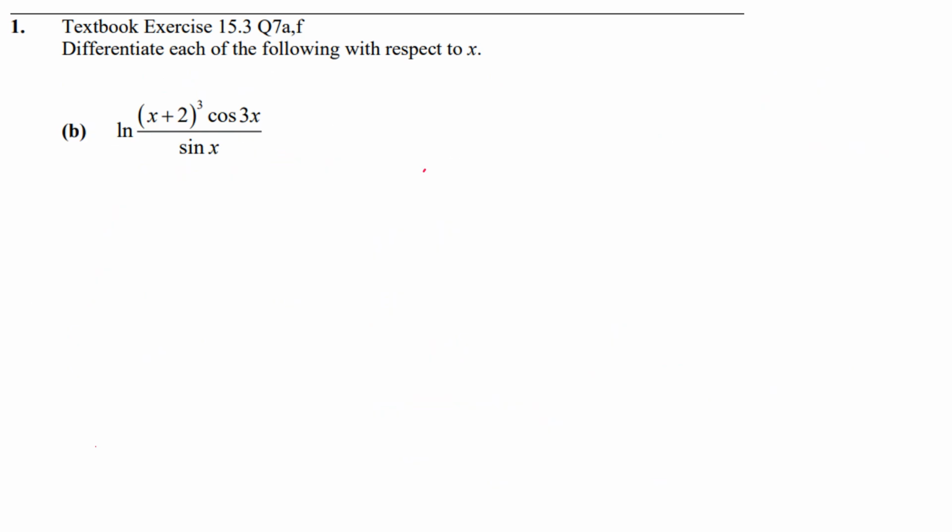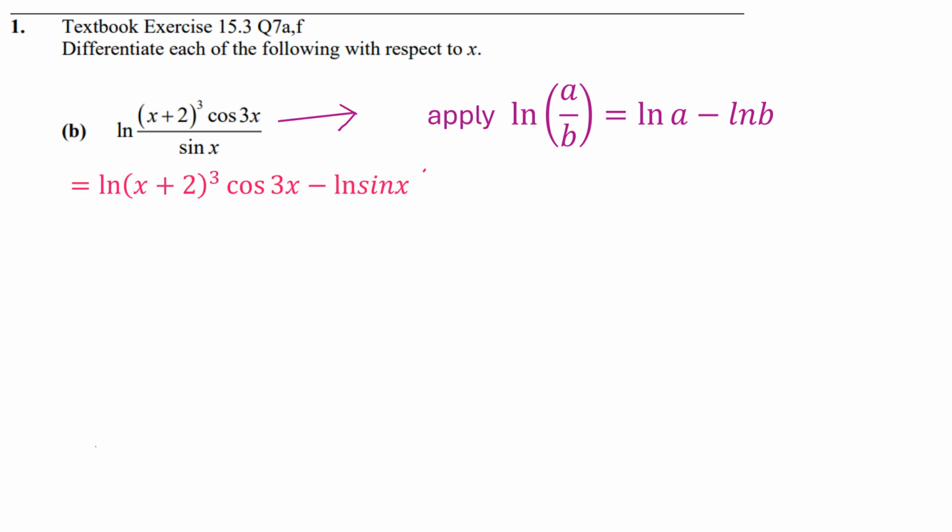So for question 1b, likewise, we're going to apply the logarithmic rules first before we differentiate it. So we're going to apply the quotient rule. What is the quotient rule? If you have ln bracket A divided by B, that gives you ln A minus ln B. So here we have ln bracket x plus 2 to the power of 3 cosine 3x minus ln sine x. And this, we can apply the product rule. Which product rule am I talking about? It's not the product rule for the differentiation, but the product rule for your ln AB. That will give you ln A plus ln B.